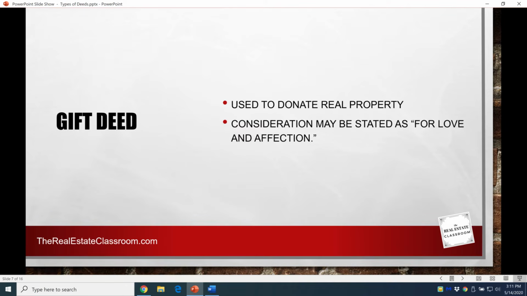And in most deeds, that's expressed as money in the amount of typically $1. That's the most common dollar amount. If a gift deed is used, basically the consideration paragraph is going to say, for the love and affection of a son or daughter, for the love and affection of my church. That's actually how it'll be worded, and it's very unique to the gift deed.